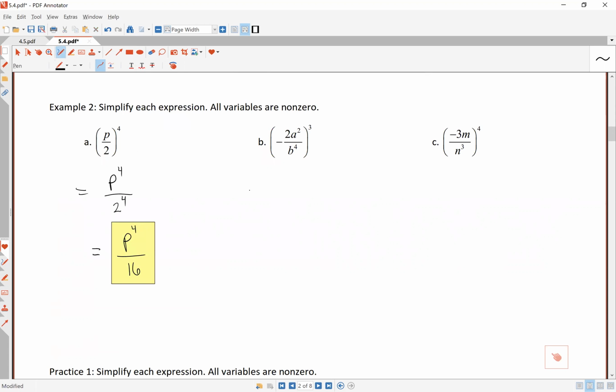Letter B, we need to be careful here and attach that negative to the 2 and then raise that to the third power. The a squared gets raised to the third power. The b to the fourth gets raised to the third power. And now negative 2 to the third power is negative 2 times negative 2 times negative 2, which is negative 8. The a squared cubed gives us a to the 6th, and b to the fourth cubed gives us b to the 12th.